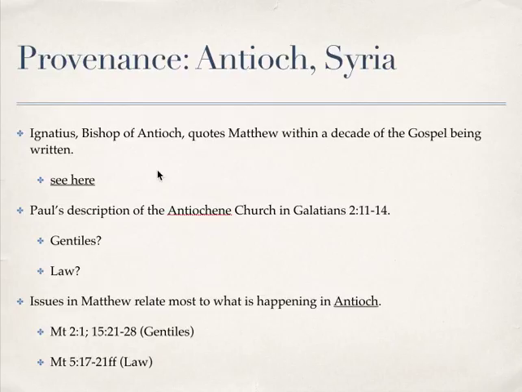So we think that Ignatius probably knew the writer of the Gospel of Matthew because the time period is so close. The other one is Paul's description of the Antiochene church in Galatians chapter 2, 11 through 14. This is incredibly important because it's in this short letter of Paul where he narrates conflict between him and Peter. Peter was one of the major leaders of the early Jesus movement.